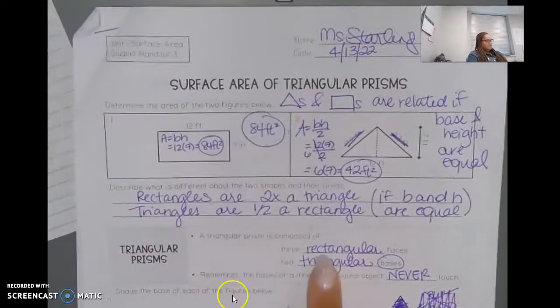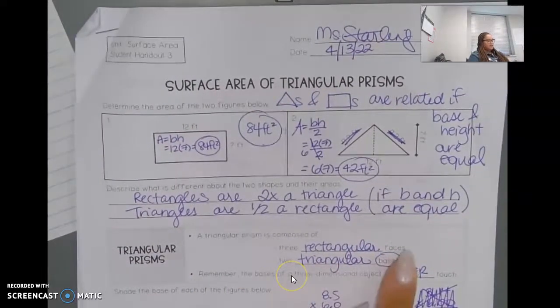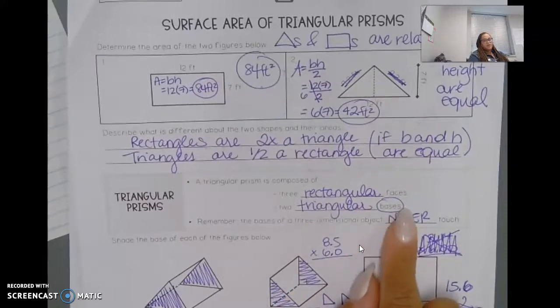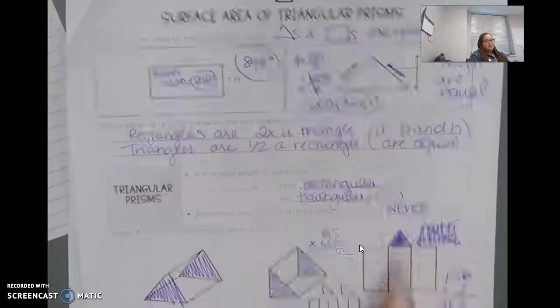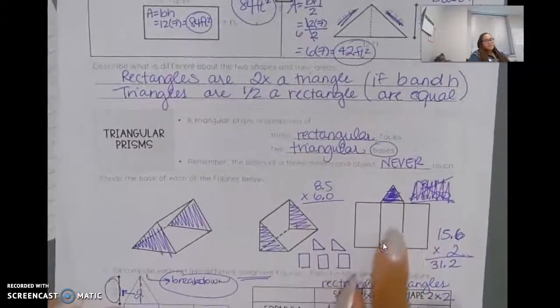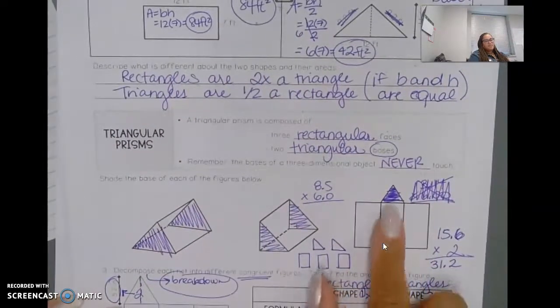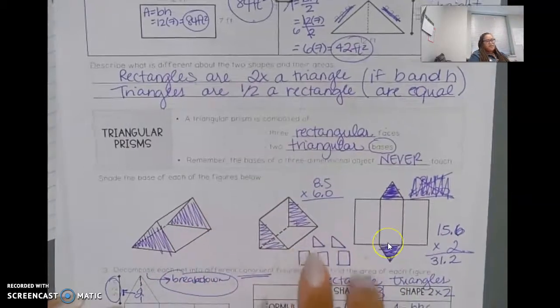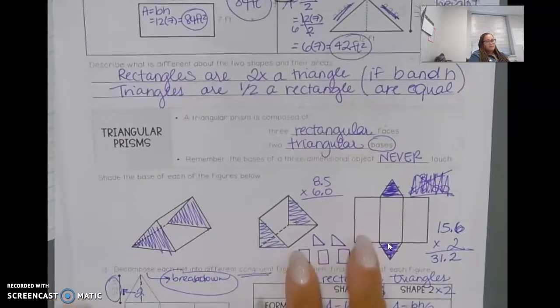Triangular prisms. We talked about 3 rectangular faces being in a triangular prism and 2 triangular bases being in a triangular prism when we flatten them out. And remember, the bases never touch. So in this part, they had to shade in the bases. So those are the triangles here and here, here and here. And then I drew the net here and I broke it down and I separated it.